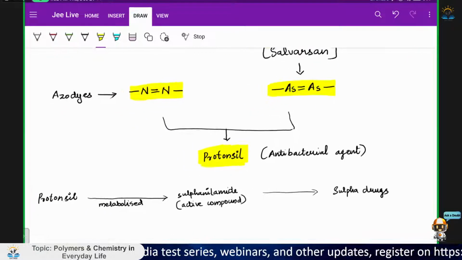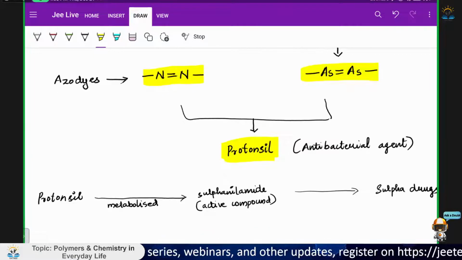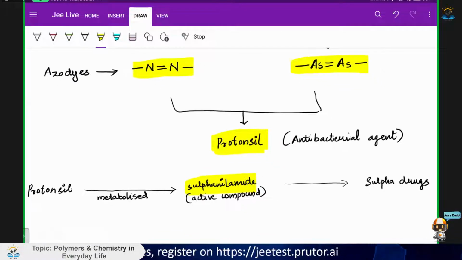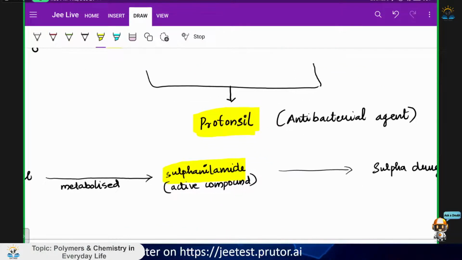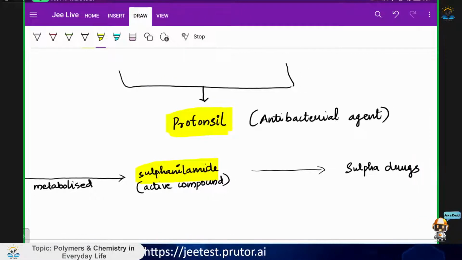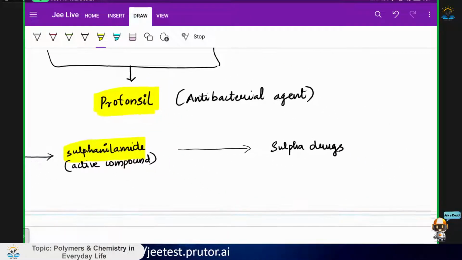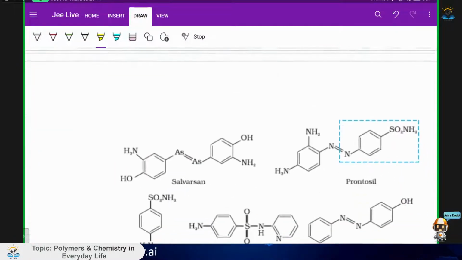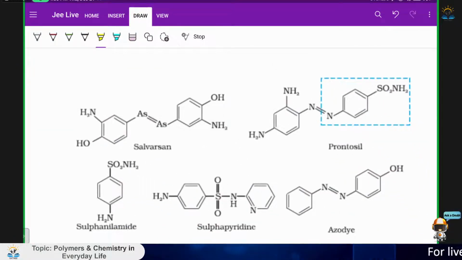He also discovered that prontosil is metabolized into sulfanilamide in our body, which is the active compound responsible for the antibacterial property of the drug. So we discovered that sulfanilamide is the active compound, and through that, many other sulfa drugs were discovered. Here are the structures of salvarsan and prontosil. You can see the arsenic double linkage, and in prontosil there is this nitrogen double bond.